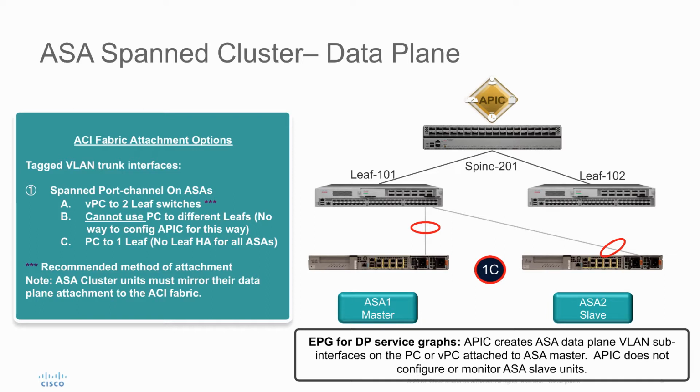So here, when we have all of our deployments, the data plane with service graphs, we actually get APIC to orchestrate the data plane by configuring VLAN subinterfaces on top of that port channel or virtual port channel, and it does that only on the master, while that configuration is replicated through all other ASA slave units. To do this properly, all of the ASA units have to mirror their own data plane attachment with ACI Fabric itself.